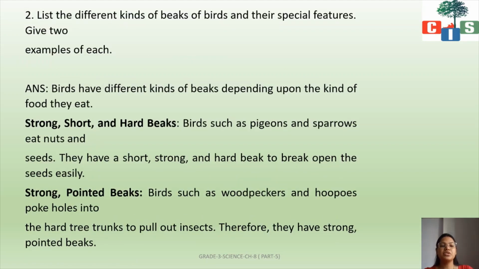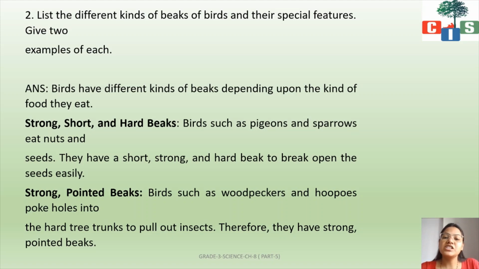Okay, now question number 2. List the different kinds of beak of birds and their special features. Give two examples of each. So our answer for different types of beak is: birds have different kinds of beak depending upon the kind of food they eat. Yes. First is strong, short and hard beak.